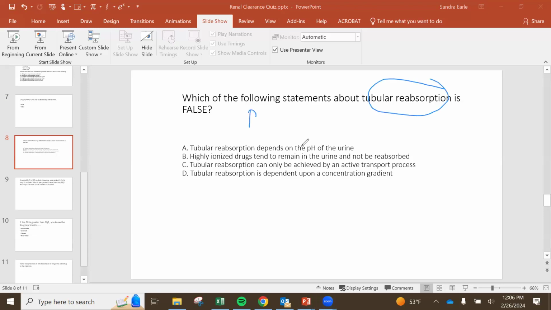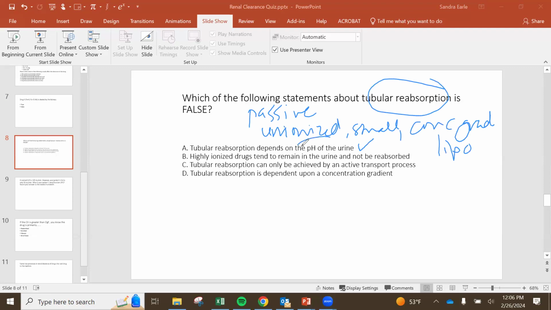So we know this is a passive process, and the drug has to be unionized, has to be small. There has to be a concentration gradient, right? And it has to be lipophilic enough to pass through that membrane to get reabsorbed. So tubular reabsorption depends on the pH of the urine. Yes, that's true, isn't it? Because the ionization character matters. Highly ionized drugs tend to remain in the urine and not be reabsorbed. That's true too, because it can't pass through the membrane to get reabsorbed.